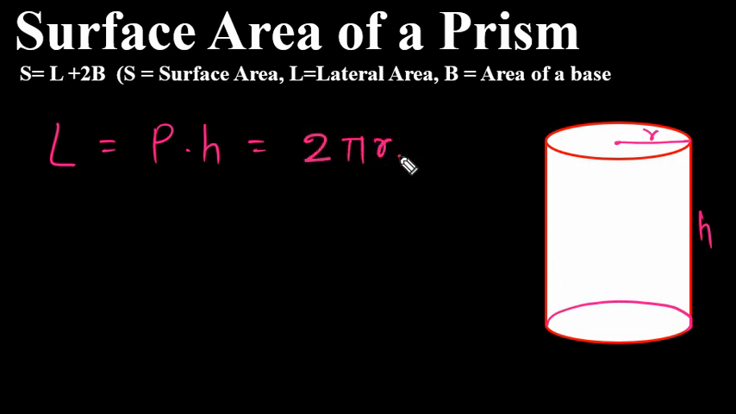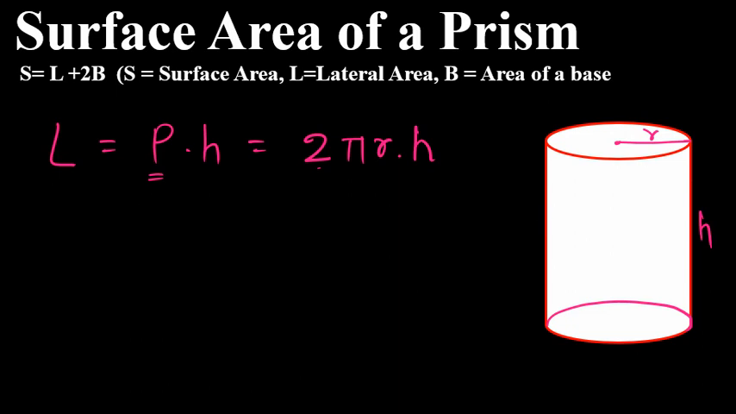If you don't know, remember this: the perimeter of a circle is 2 pi r. How do I know? This shape is a circle, and I'm moving this circle base along this height, from top to bottom or bottom to top. You can go either way. And that's your height. So this is the formula for the lateral area.